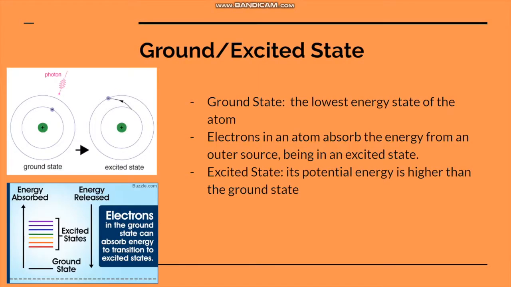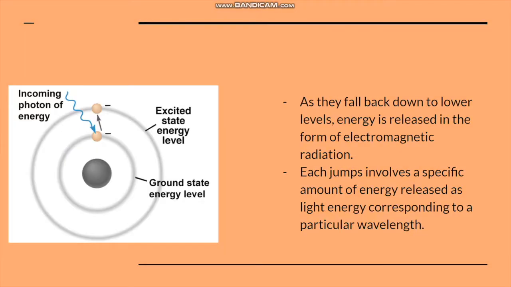Next is about ground state and excited state of an electron. The ground state of an atom is the lowest energy state of an atom under stable conditions. When the electrons in an atom absorb the energy from an outer source, like light or fire, they jump temporarily to higher energy levels. The electrons are now said to be in an excited state where its potential energy is higher than the ground state. As they fall back down to the lower levels, energy is released in the form of electromagnetic radiation.